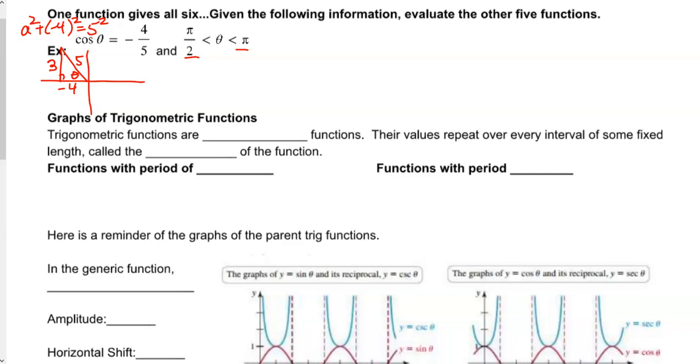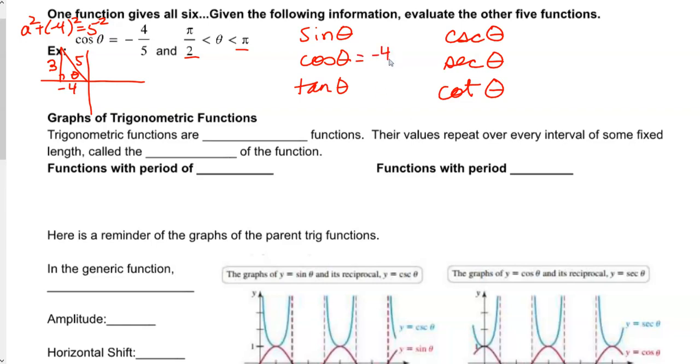So from that, we can find the other 5 trig functions. I like to do sine of theta, cosine of theta, tangent of theta. What's the reciprocal of sine? It's cosecant of theta. Reciprocal of cosine is secant of theta, and cotangent of theta. So this one is already given to us. That's -4/5. So according to that theta, what's the sine? The sine is the opposite over the hypotenuse, so that would be 3/5. Sine is positive in that quadrant, so that's good. Tangent is going to be the opposite over the adjacent. Opposite over adjacent is -3/4.